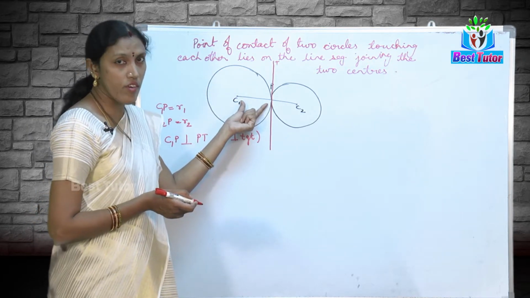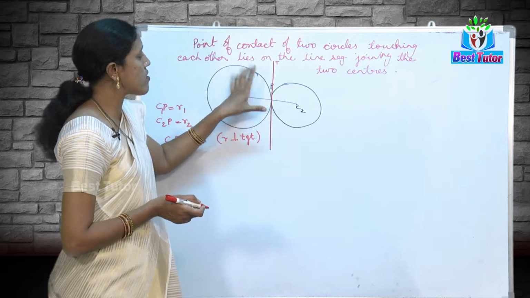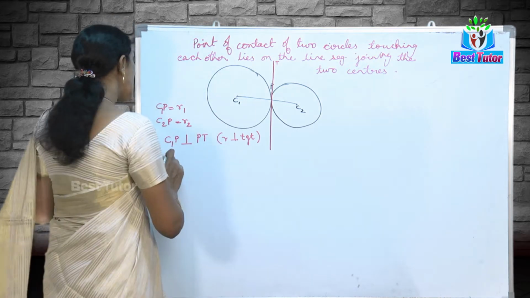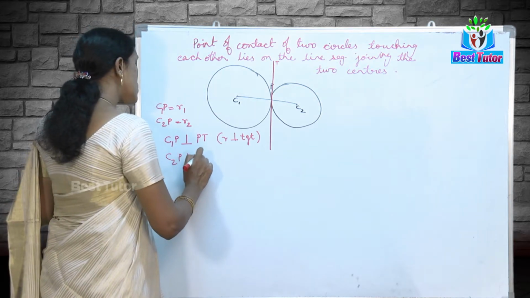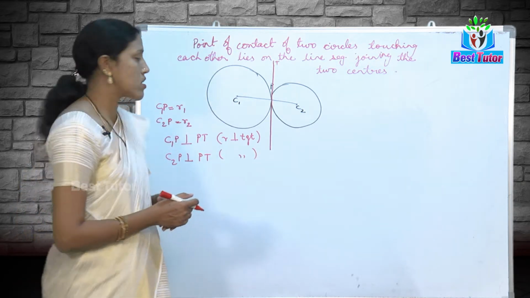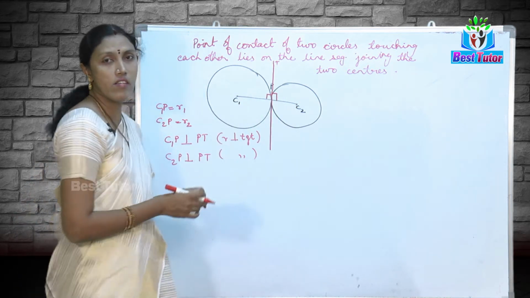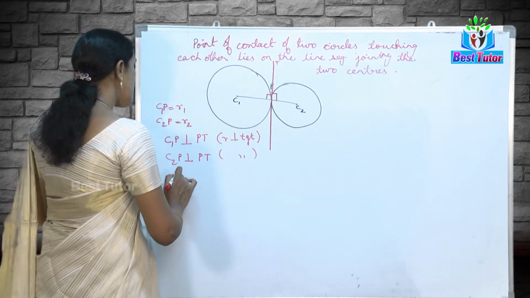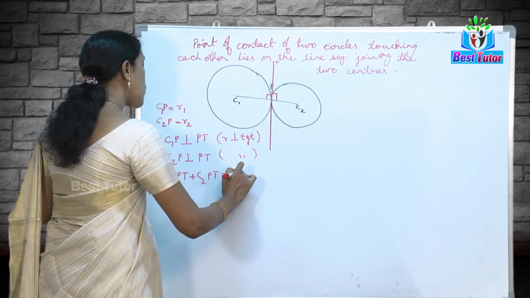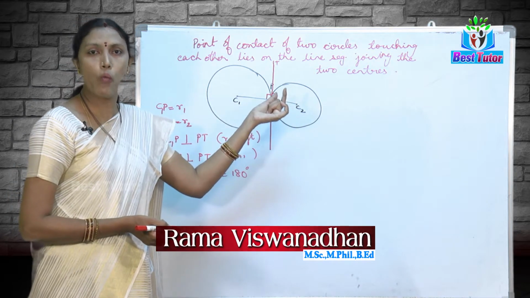C1P is the radius of the first circle. This is the tangent to the bigger circle. Now similarly, if I ignore this, this is a circle with a tangent and C2P is a radius. Similarly, C2P is perpendicular to PT, for the same reason: radius is perpendicular to the tangent. Therefore, this angle is 90 degrees as well as this angle is 90 degrees. That means angle C1PT plus angle C2PT becomes 180 degrees. Right, 90 degrees plus 90 degrees is 180 degrees.